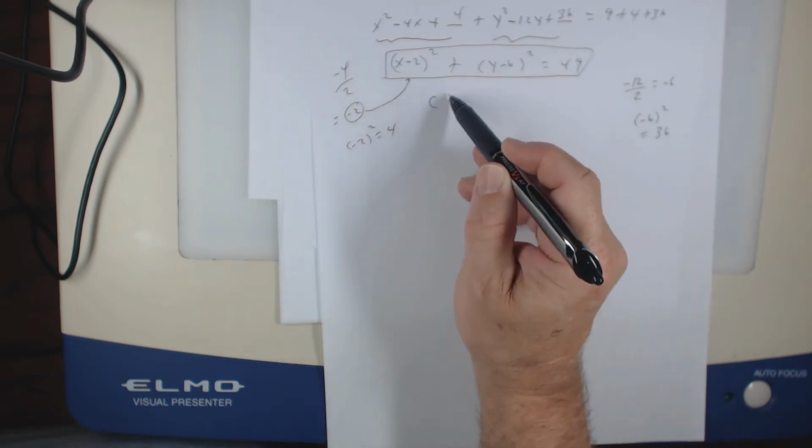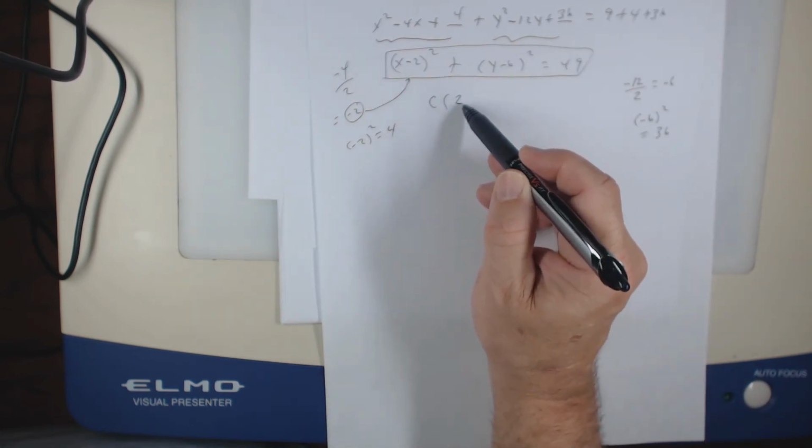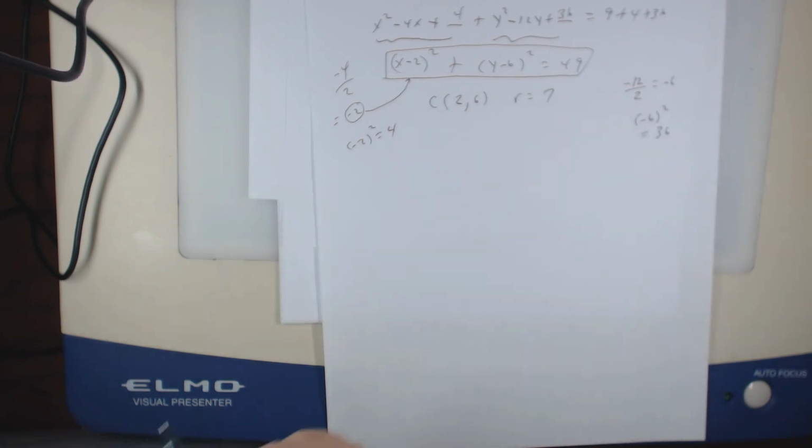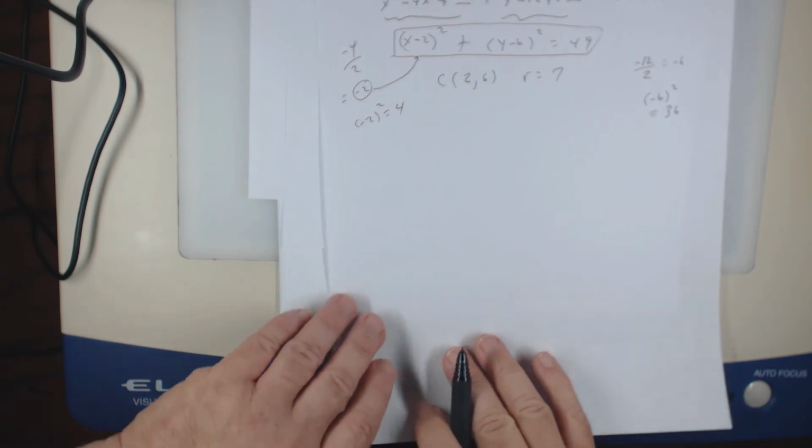And from there, I can determine the center. What's the center? 2, 6. What's the radius? 7. All right. Number 3.